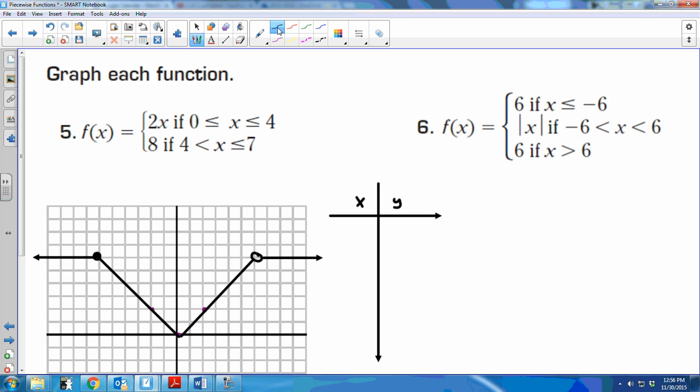So we're not doing inequalities where we have dashed and dotted lines. Just open and closed endpoints. Okay? Because it said the absolute value of it.